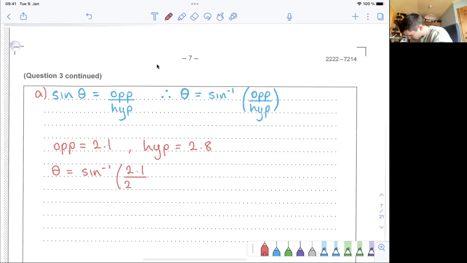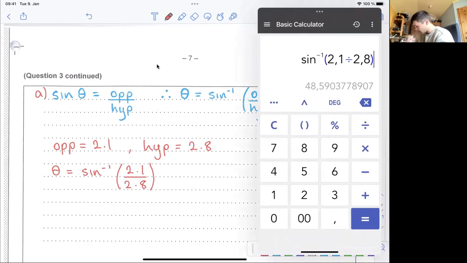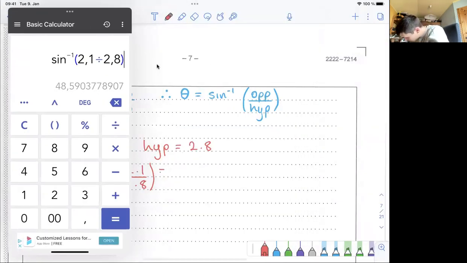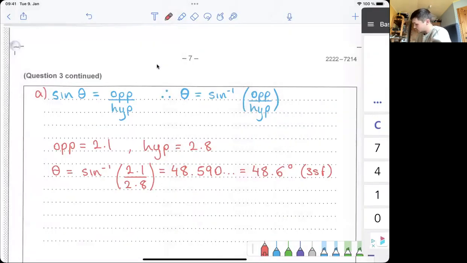Inverse sine of 2.1 divided by 2.8 gives me 48.5, and we'll put the completely unrounded answer here. Then, in normal IB fashion, we'll round this to 3 significant figures, which is 48.6 degrees. And there is the answer to part A.